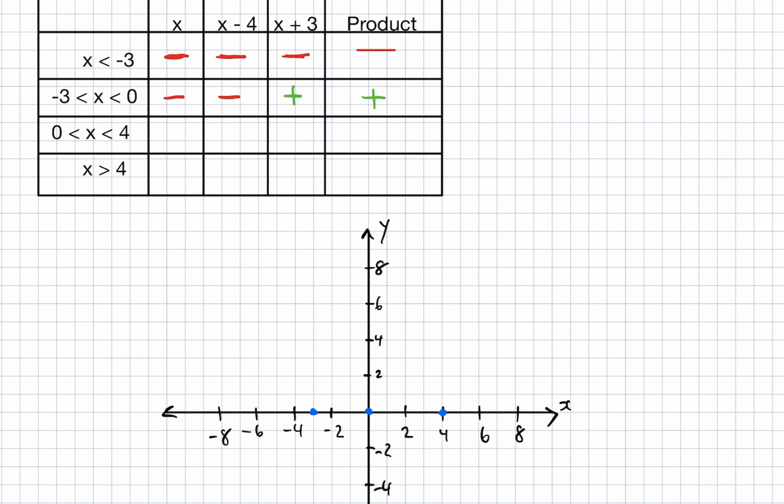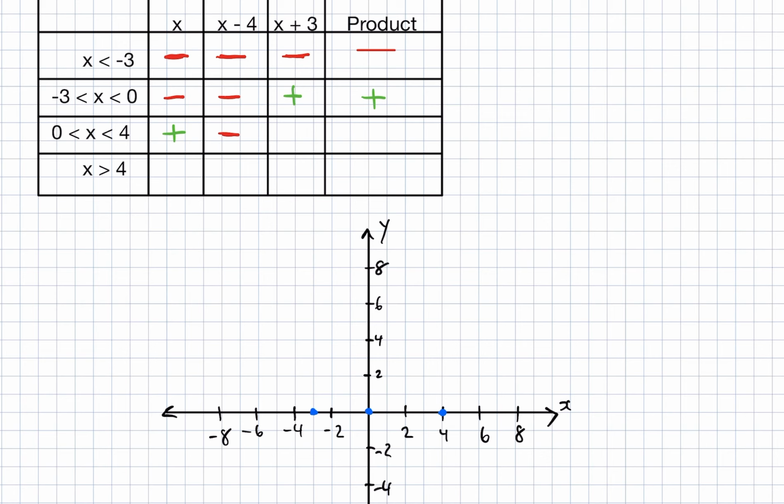Two more intervals to go. The next interval is from 0 to 4. Let's pick a number in here. I like to pick something simple, so I'm going to pick the number 1. 1 is in between this interval. When I plug in 1 for x, that is a positive number, so we give this a positive sign. Plugging in 1 for x, 1 minus 4 gives me negative 3, and that gives me a negative sign. And then lastly, we have 1 plus 3.